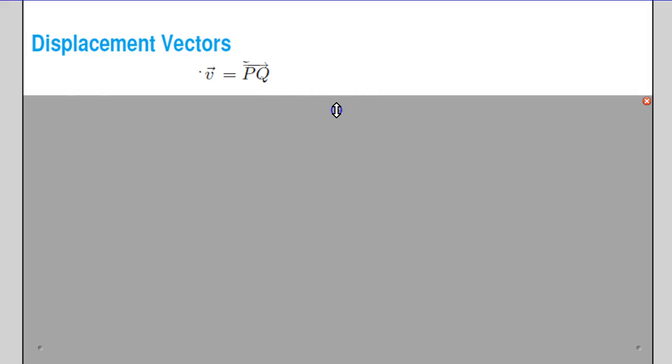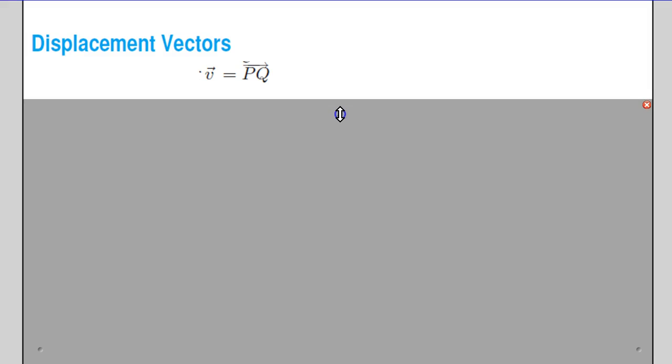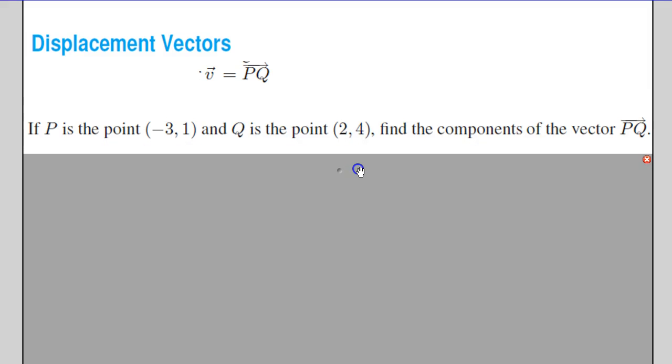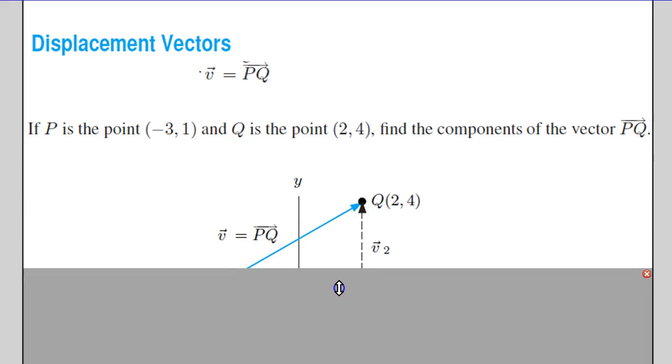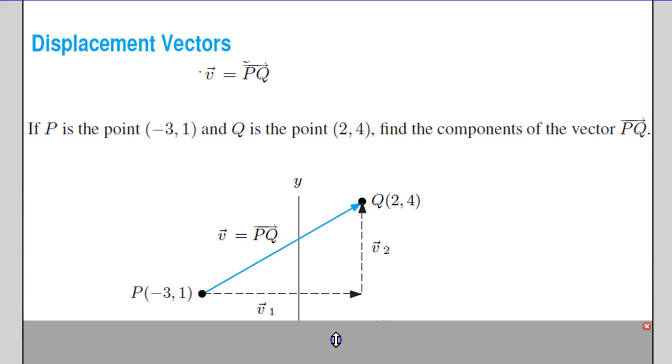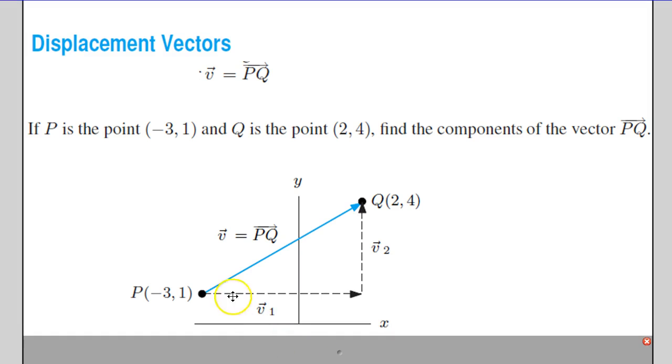Displacement vectors. Okay, some of you may say that seems redundant, but it really doesn't because here the displacement between P and Q can be represented by a vector, and P is a point and Q is a point. And so the question is, what are the components of the vector PQ? It's not -3, 1, and 2, 4 because those are points of the vector, but they don't tell you anything about the displacement vector. And so similar to the previous one before, we use this right triangle.